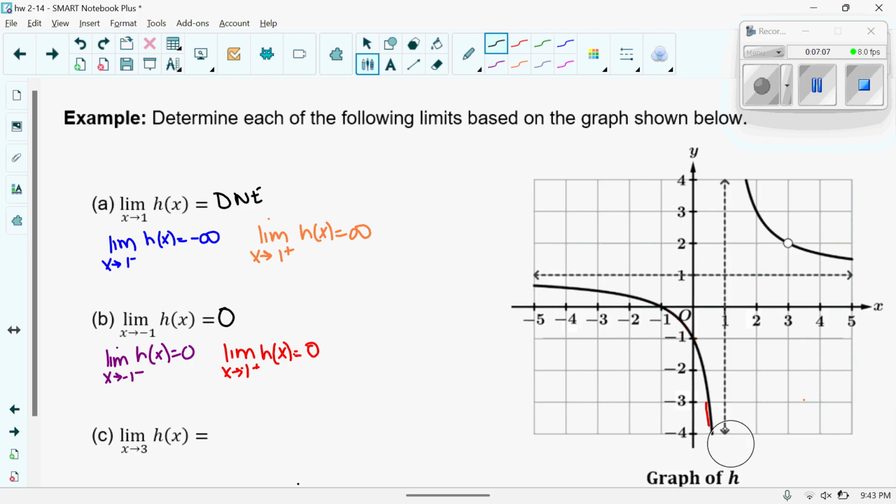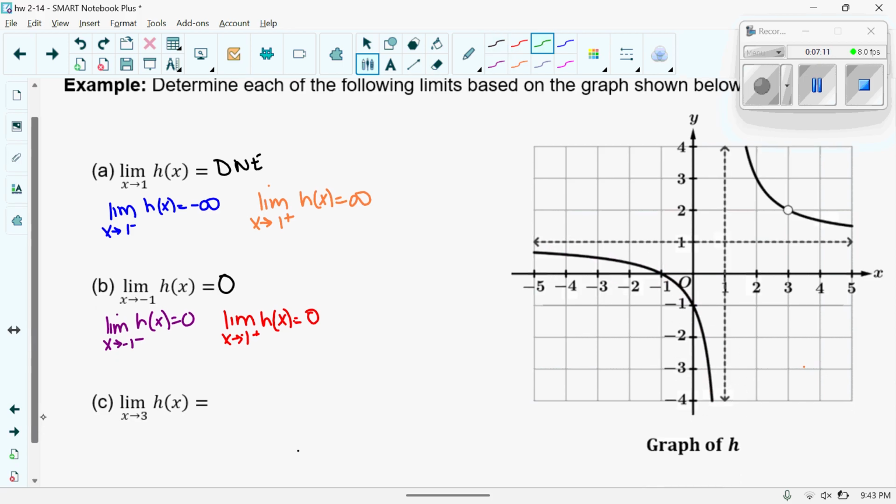Just going to erase once again. And now I'm approaching 3. So I have the limit as x approaches 3 from the left of f of x is equal to 2. And now I have the limit as x approaches 3 from the right is also 2. So since those two equal each other, my overall limit exists and is 2.